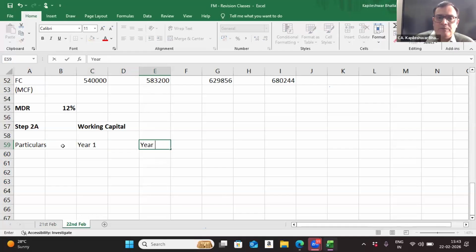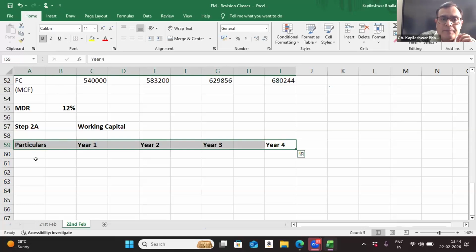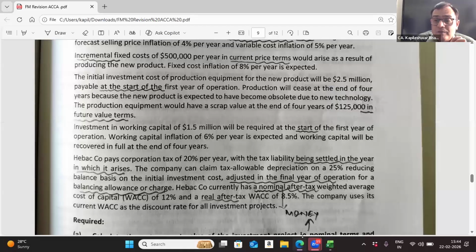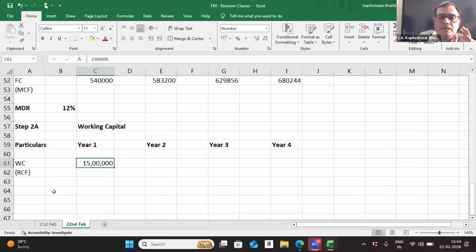But later we need to remember, when we come to the NPV statement, that this is going to be introduced at the beginning of each year, and this is going to be recovered at the end of the fourth year. So let's consider the year 1, 2, 3, 4. Now let's first take the working capital, and this is in RCF terms. So what is the amount of working capital? 1.5 million. That would mean 15 lakhs. And technically there is nothing else given further. So this is 15 lakhs.